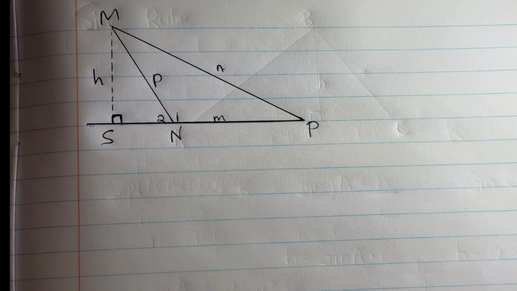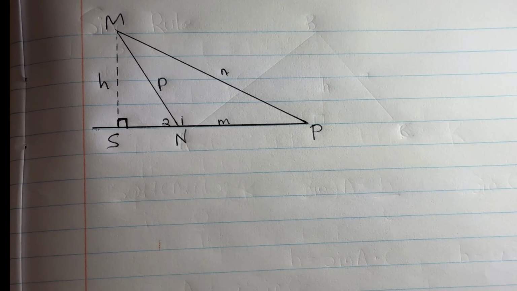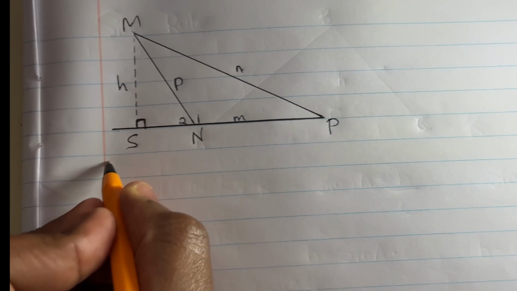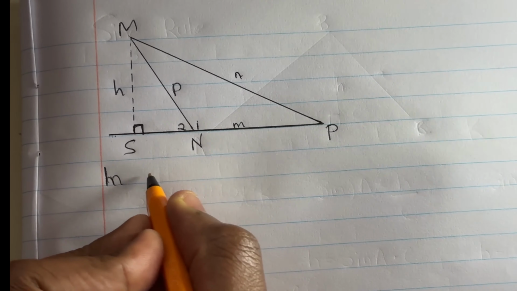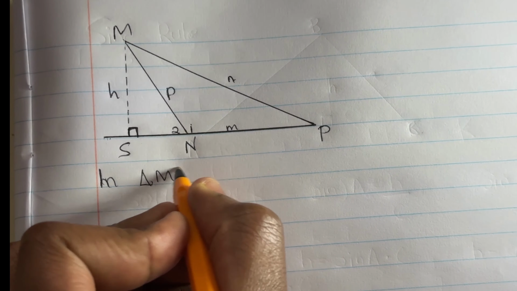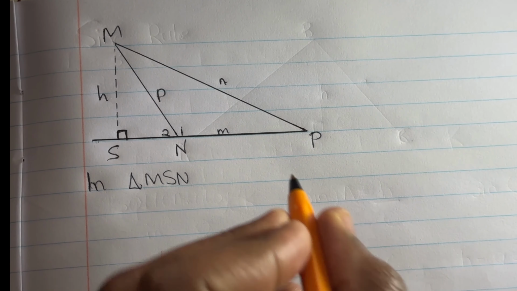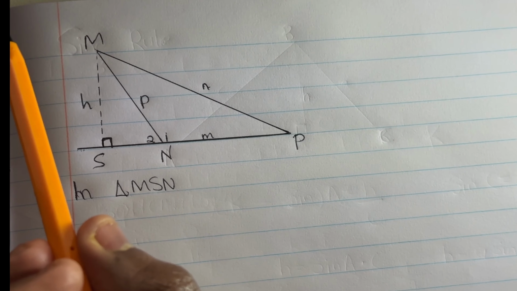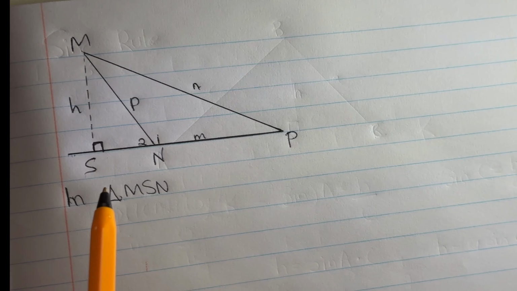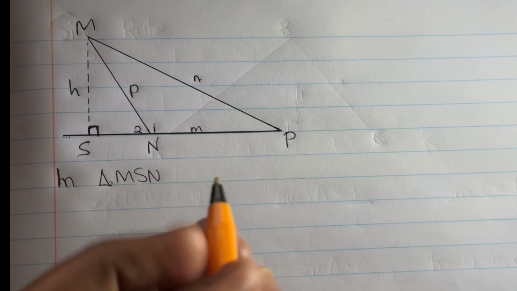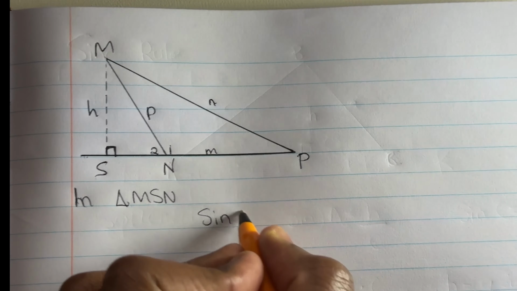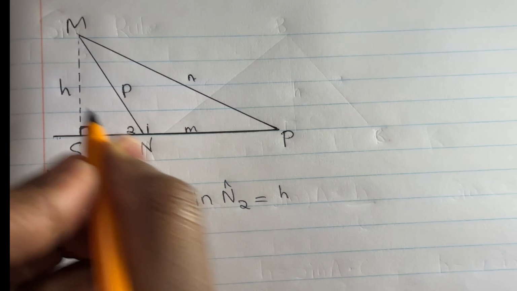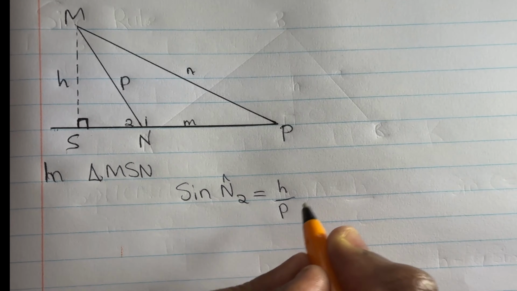So step one, you're going to use the sine ratio to express the angle in the triangle in terms of the length of the side. So let's say in triangle MSN, what do we have? You can see it's the triangle that we are not given. This is the triangle, right? So in this triangle, what do we have? We have sine of angle N2 is given by H, which is the opposite, over P, which is the hypotenuse.